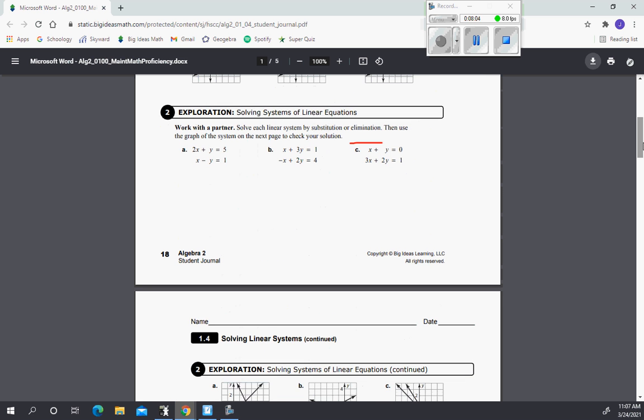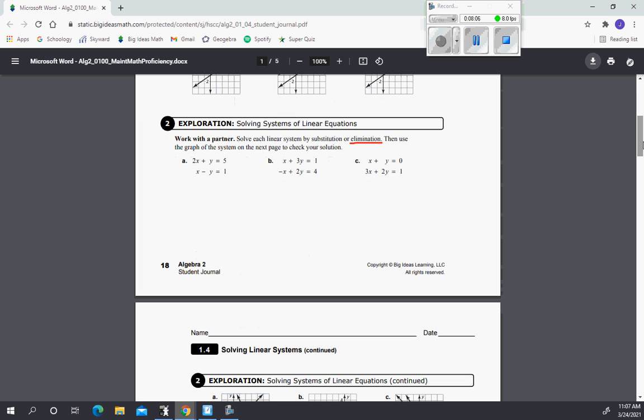Using elimination. Okay. Elimination. I'm just going to rewrite both these equations. x plus 3y equals 1. Negative x plus 2y equals 4. And I'm just going to add these equations together.